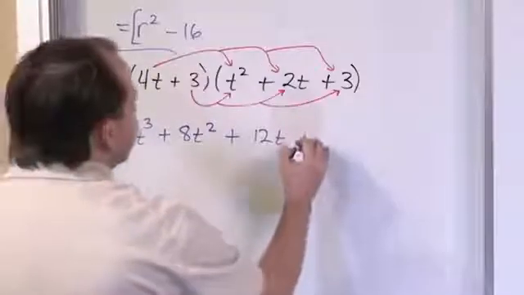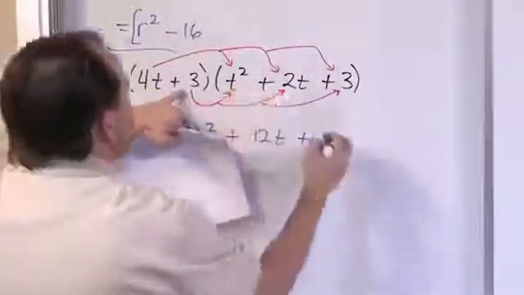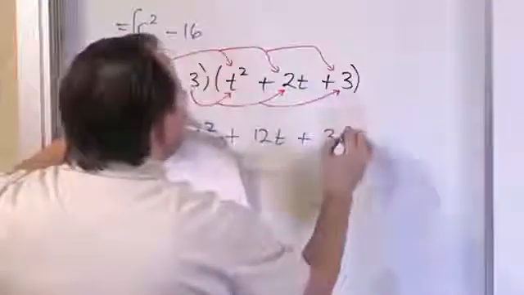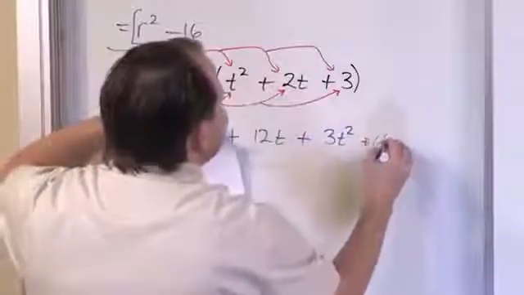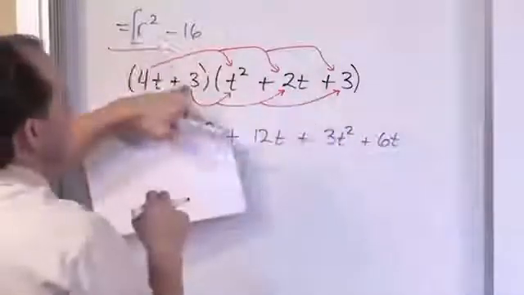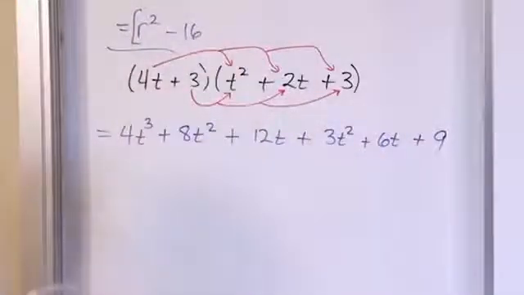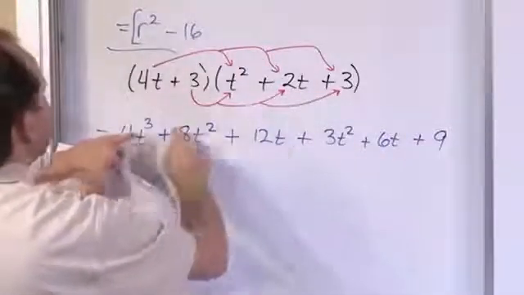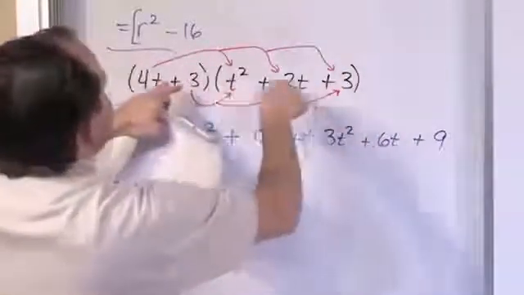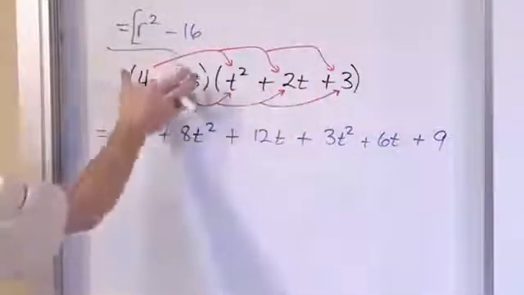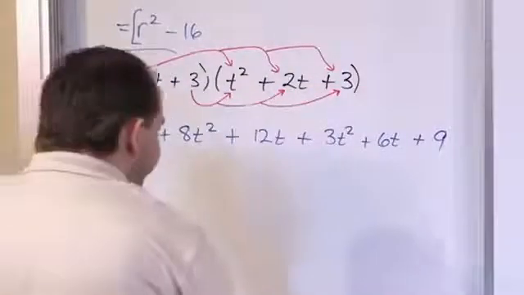Now I have to keep going. Plus, I pretend this is gone, and I take the 3, multiply it times t squared. I'm going to get 3t squared. If I take the 3 and multiply times 2t, I'm going to get 6 times t, because 2 times 3 is 6. And if I take the 3 times the 3, I'm going to get a 9. So what I've done is these 3 things arise from taking the 4t and multiplying in, and these 3 things arise from taking these guys and multiplying in. Everything out in front has to cross-multiply into everything on the inside.